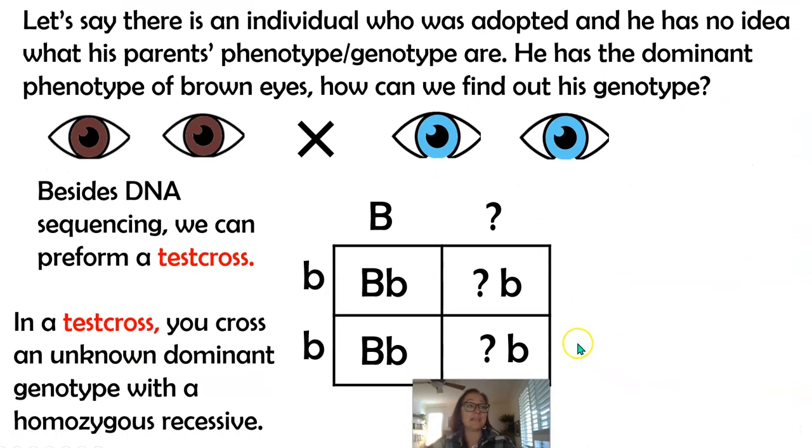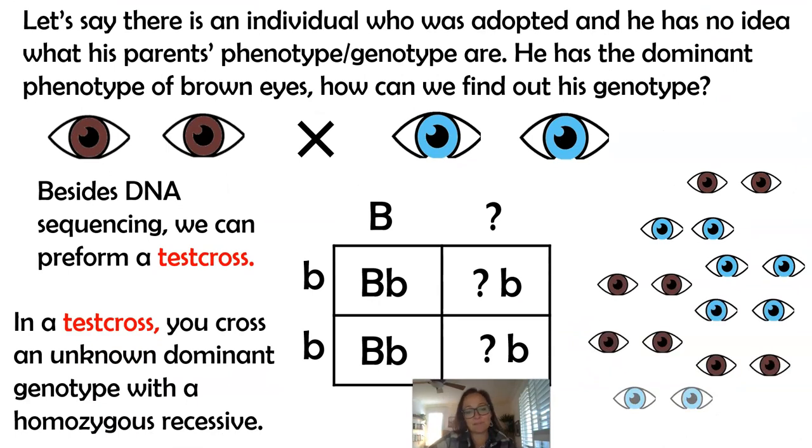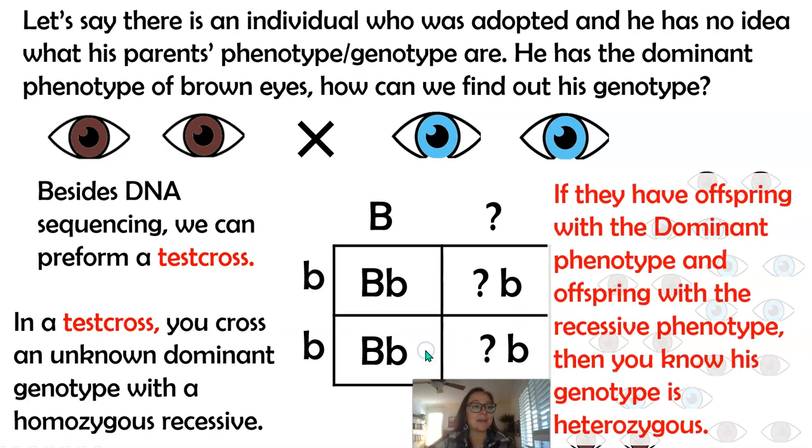Now, let's pretend though that when they have offspring, some of them have brown eyes and some of them have blue eyes. Well, that tells us that the male with the unknown genotype is heterozygous. That would be the only way for this couple to have some children with brown eyes and some children with blue eyes. So we can confirm that his genotype is heterozygous.